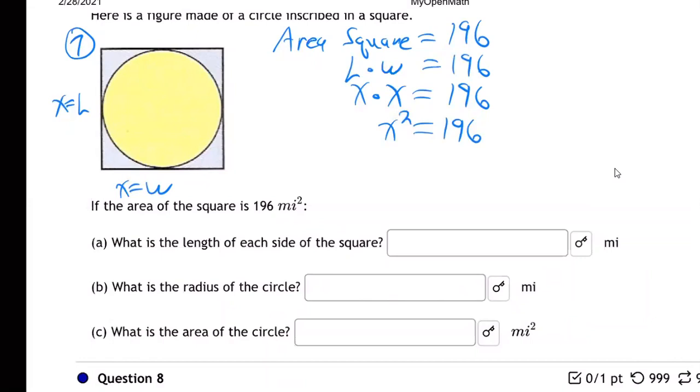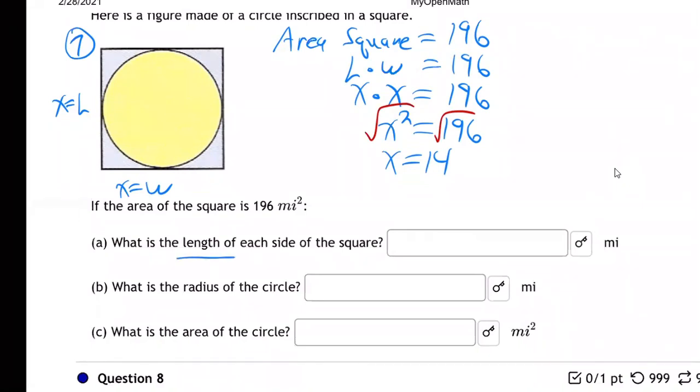And then how do you solve for x? You square root both sides, don't you? And I'm getting 14. I think. Let me double check. Yeah, 14. So we get 14.